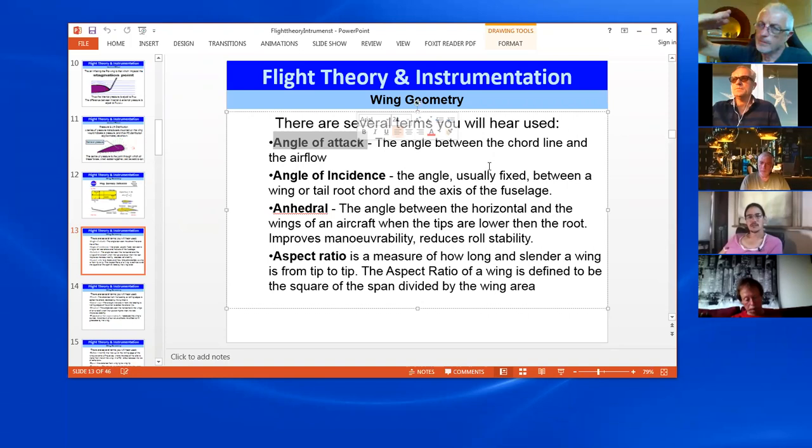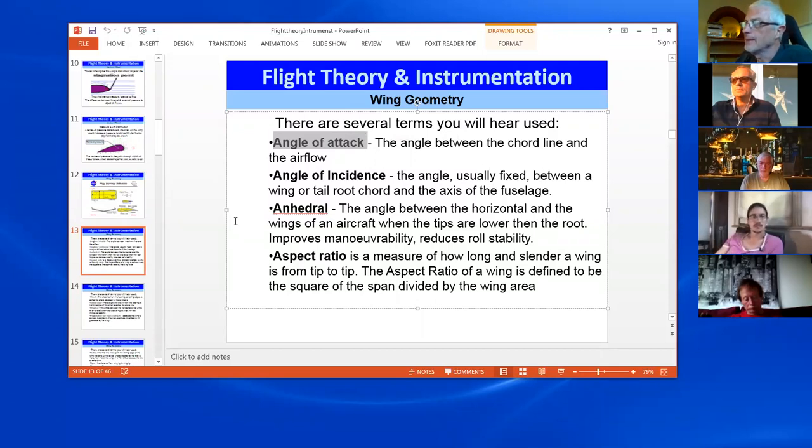In theory, up to a point, as you increase the angle of attack, you get more lift. As you decrease the angle of attack, you get less lift. But you're going faster, and that's something we'll look at a bit later as well. So really, of those, the two main things you need to know are angle of attack and aspect ratio.